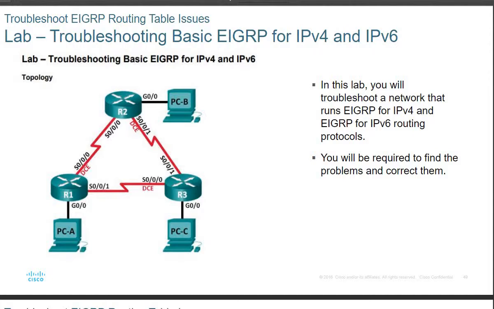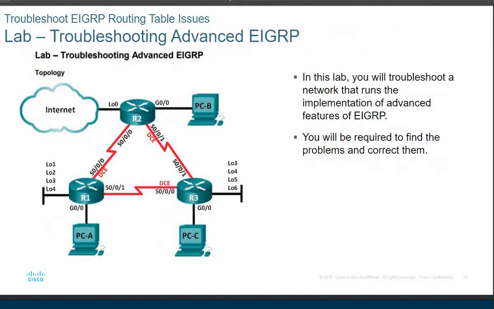Troubleshooting EIGRP Routing Table Issues: Lab, Troubleshooting Basic EIGRP for IPv4 and IPv6. In this lab, you will troubleshoot a network that runs EIGRP for IPv4 and EIGRP for IPv6 routing protocols. You will be required to find the problems and correct them.